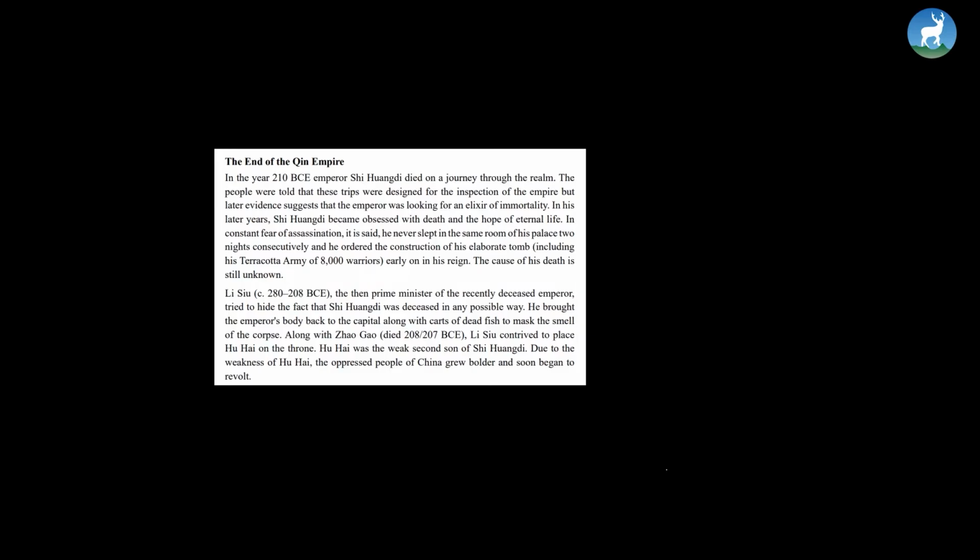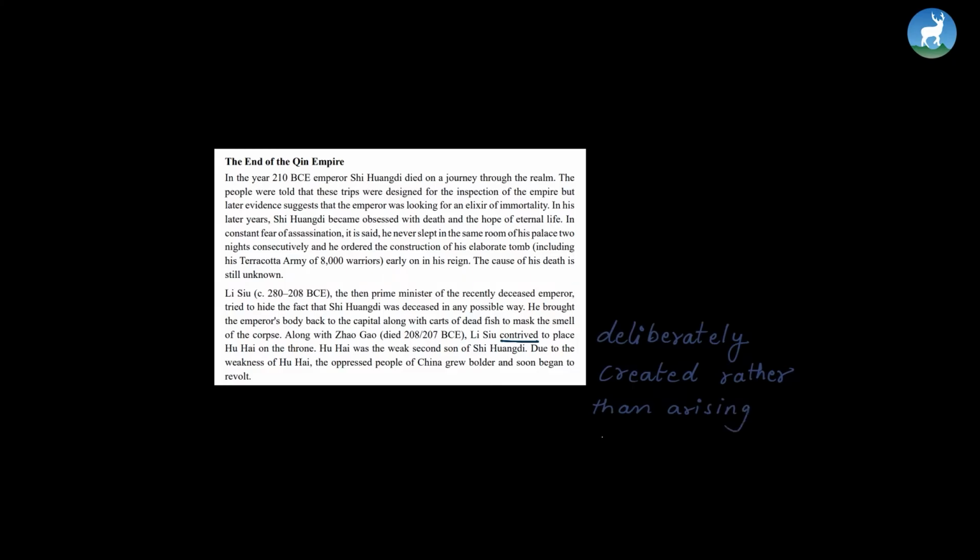Li Si, 280 to 208 BCE, the then Prime Minister of the recently deceased emperor, tried to hide the fact that Shi Huangdi was deceased in any possible way. He brought the emperor's body back to the capital along with carts of dead fish to mask the smell of the corpse. Along with Zhao Gao, who died in 208 or 207 BCE, Li Si contrived to place Hu Hai on the throne. Hu Hai was the weak second son of Shi Huangdi.